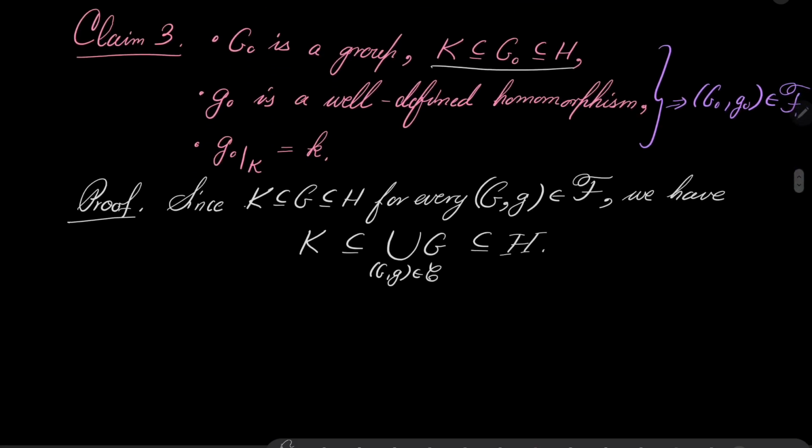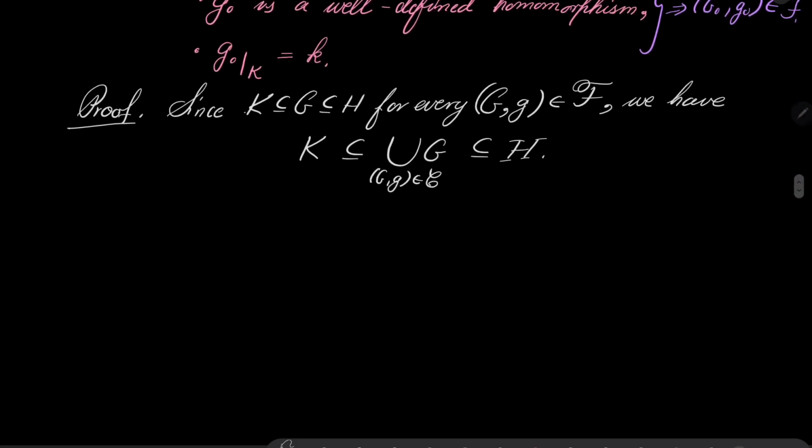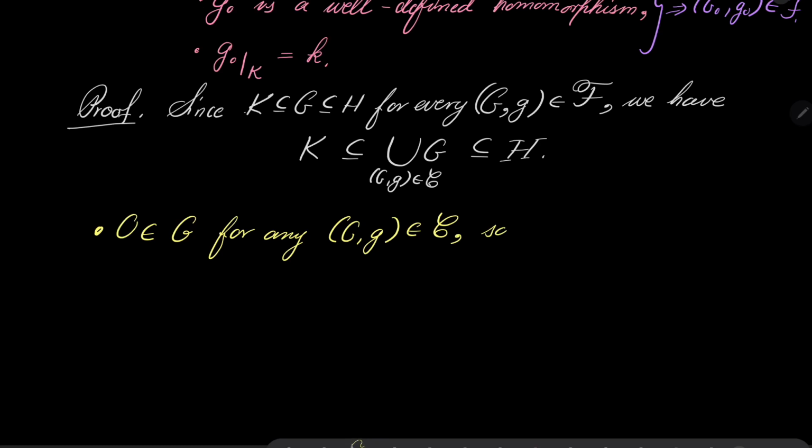Well, all right. Is it a group? Let's check it. To check that it is a group, let's do the following. First, notice that 0 is in any G in our chain, because I denote my operation as plus, so 0 is in this group. Since this chain is non-empty, it is also included here, which is actually G0 by definition.